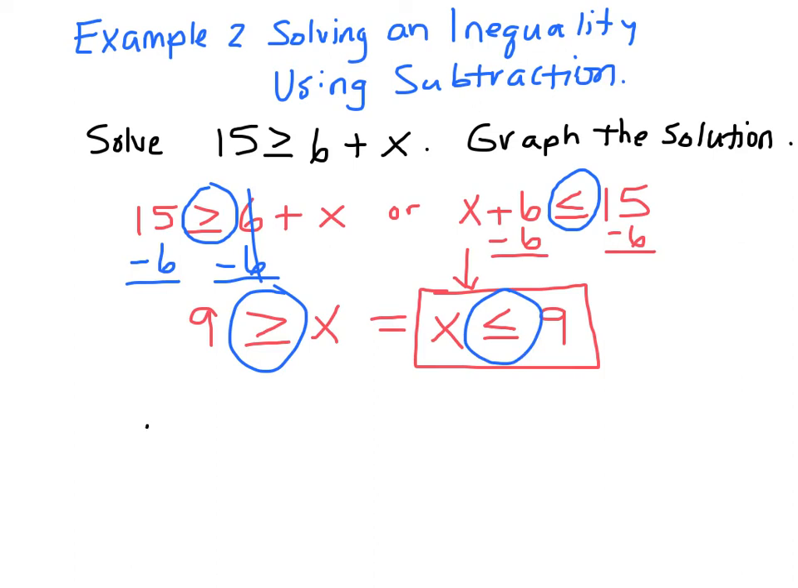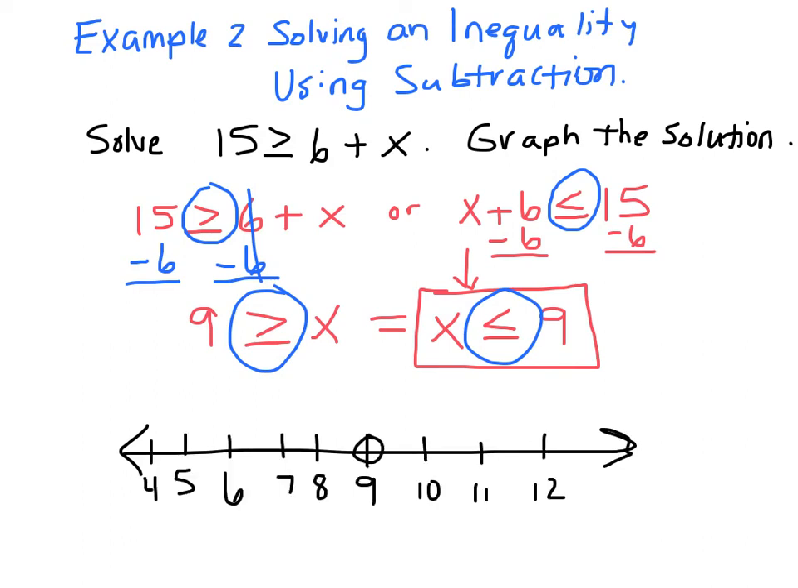Then that just leads us into an easy graph, because we're saying x is less than or equal to 9. So it's a closed circle because it's equal to, and that means it needs to go this way because it's less than. And we want it to be a smaller number than what we started with. So our x is less than or equal to 9.